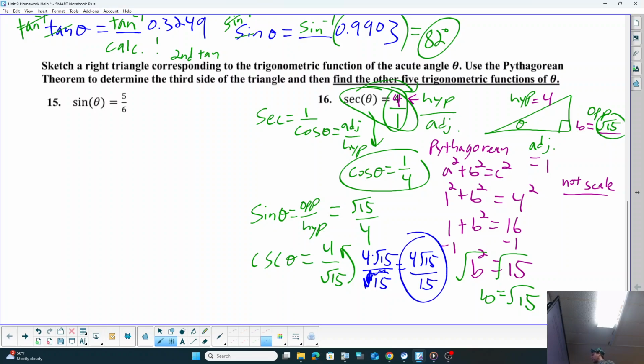Now we're going to try it with tangent. So tangent of theta is opposite over adjacent. And opposite is radical 15 over adjacent, which is just 1. And now you're almost done. Now you just have cotangent. And cotangent is 1 over radical 15.